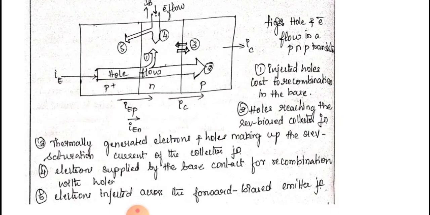So you can see in this structure clearly the different current components associated with a BJT. The figure shows the P plus, N and P regions. The current due to the movement of holes from the P region to the base region is the emitter current IE, and the current due to the collection of holes from the emitter to the collector is the collector current IC.